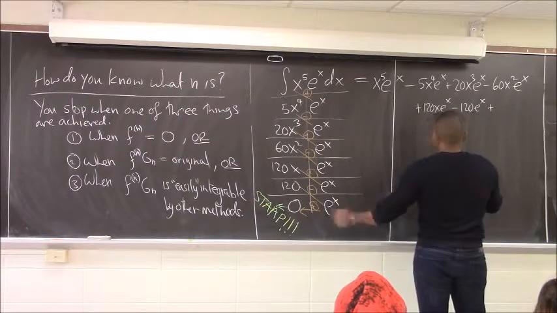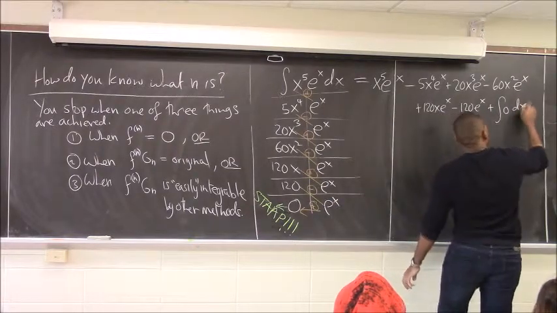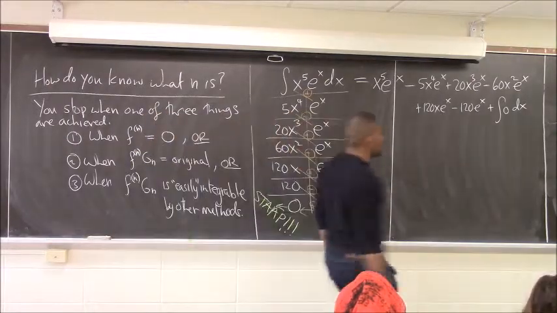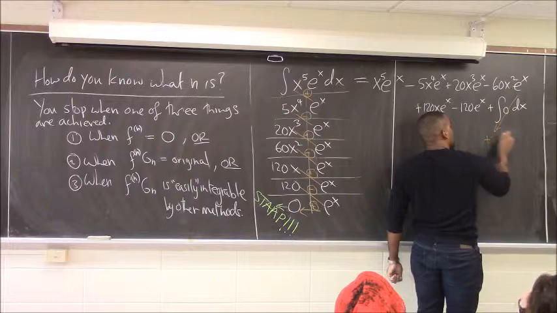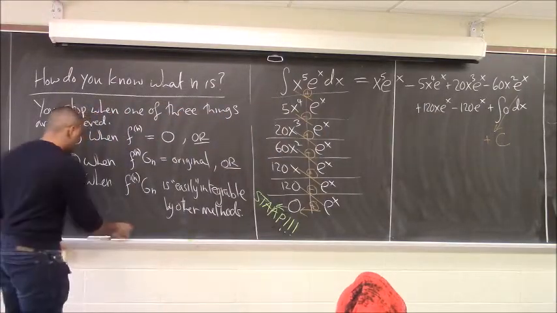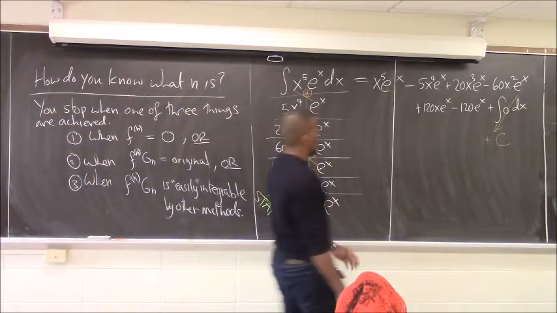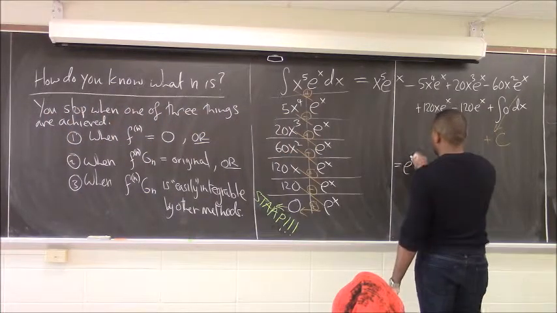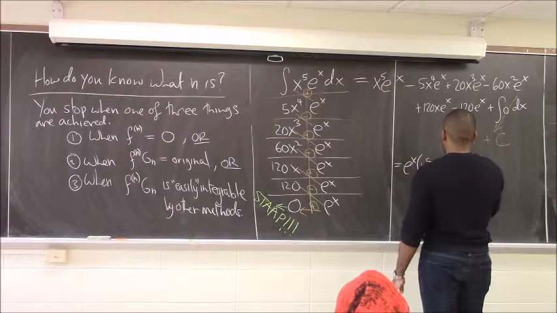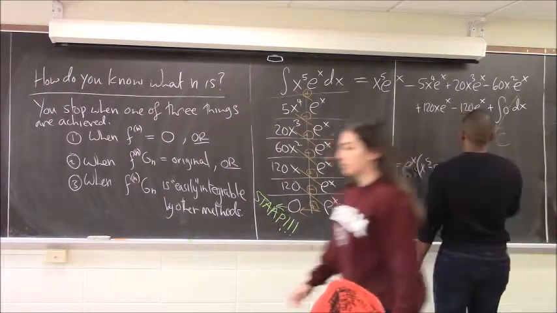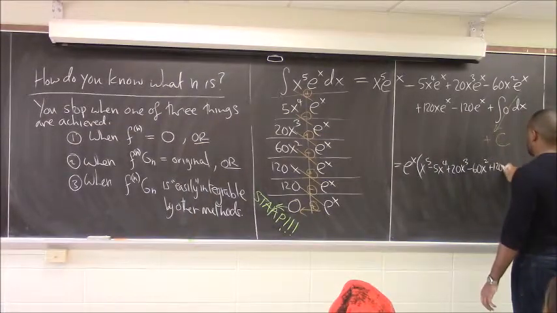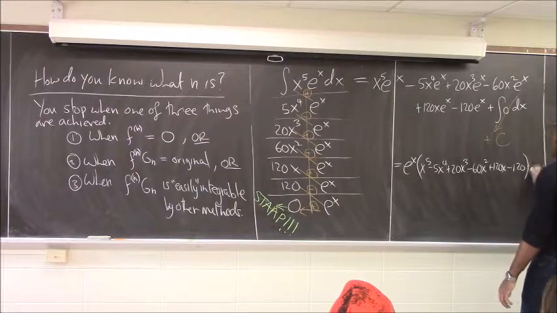plus, now this is the last leg, the integral of 0 dx. Now obviously the integral of 0 is going to be a constant, so this is where our plus c would come into play. So that's just plus c. And that's actually the answer. Simplify it a little bit, e to the x is a common term. So it's e to the x times x to the 5th minus 5x to the 4th plus 20x cubed minus 60x squared plus 120x minus 120, plus c.